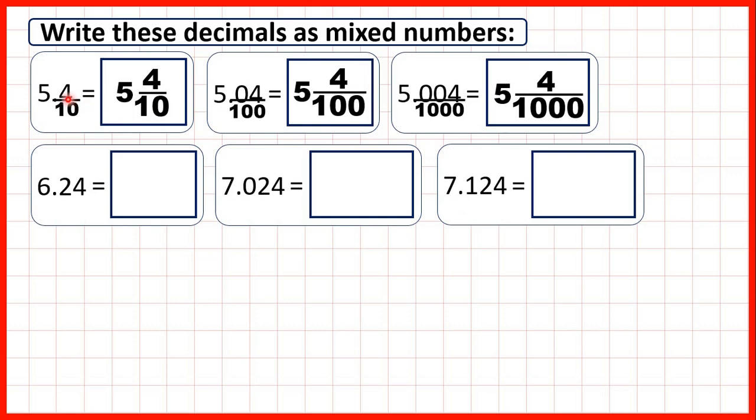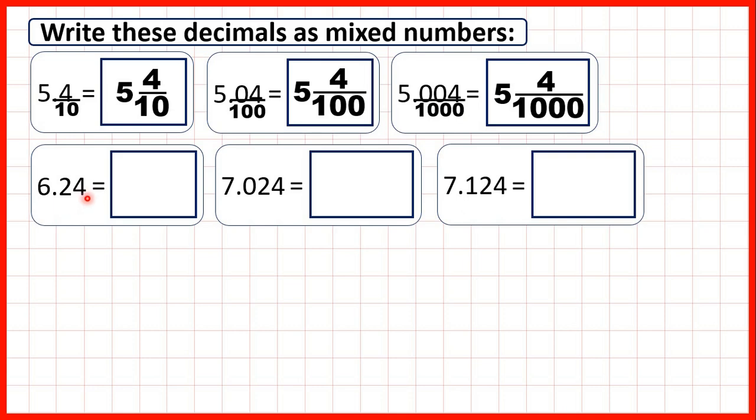So notice, when there was one digit after the decimal point, we drew a line across with a denominator of 10, so 1 zero. When there were two digits after the decimal point, the denominator was 100, so 2 zeros. And when there were three digits after the decimal point, our denominator was 1,000, so 3 zeros. Now we have 6.24.